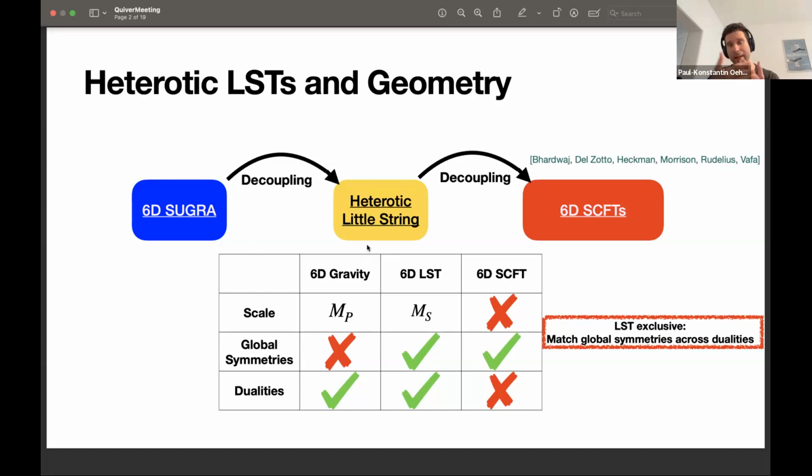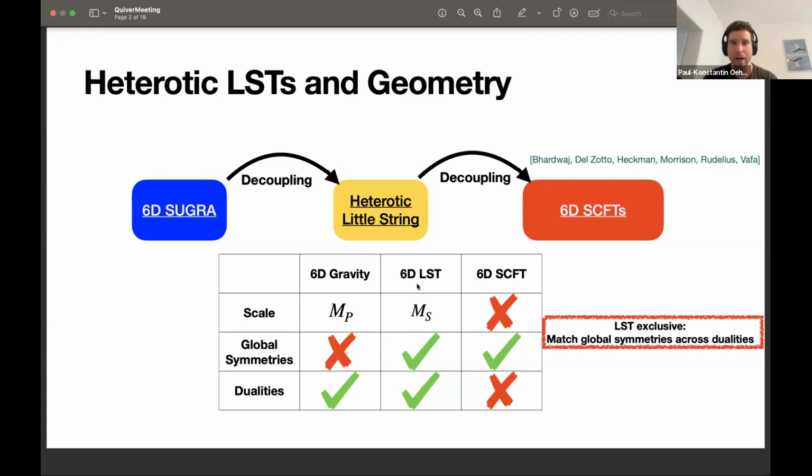And then, of course, the next thing you can do is you can always decouple another tensor multiplet, and then you're going to get a 6-dimensional SCFT. When you compare these theories, the main feature of the little string is also that, feature-wise, they sit right in between SCFTs and gravity theories. So, for example, they do have a characteristic scale, the little string scale, just like a gravity theory, which has the Planck mass, but a 6D SCFT does not, sort of by definition.